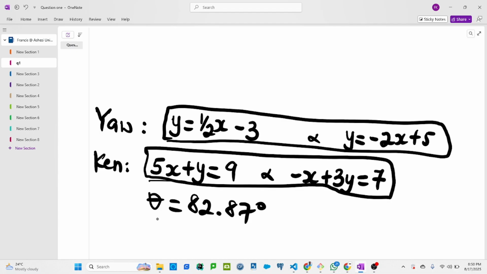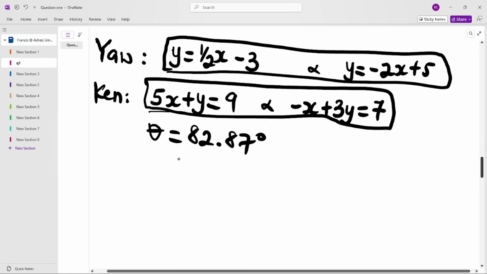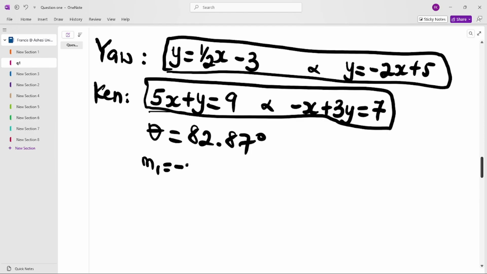What value are you putting in your calculator? I'm not sure. Okay, let me confirm Kennedy's own then. So Kennedy, your m1 should be negative 5, right? And your m2 should be 1 over 3.